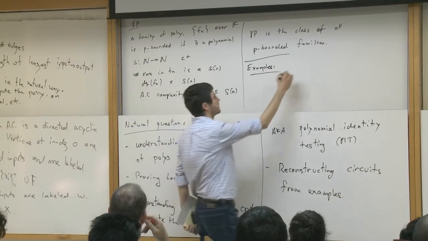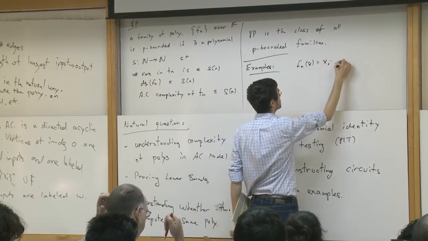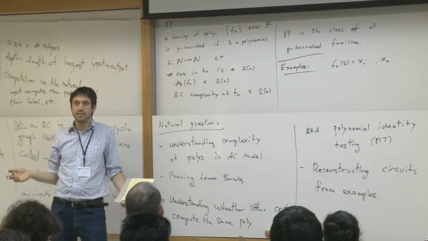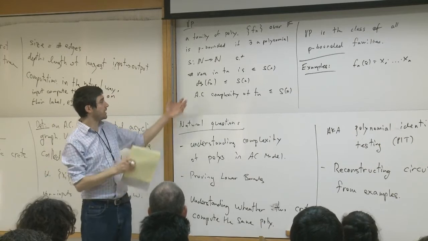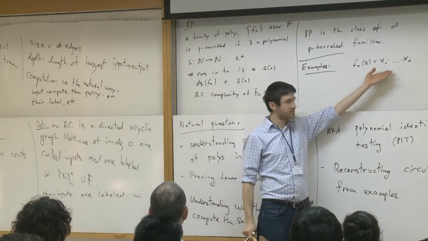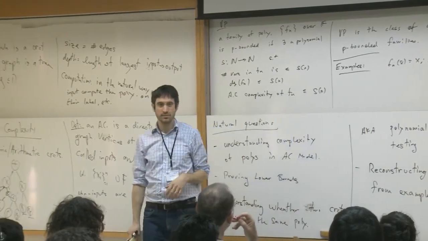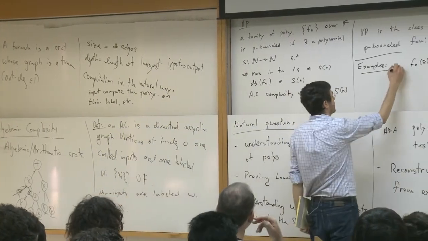Say f_n of x equals x1 times x_n. Just trivial, right? Something trivial. This is clearly a family in VP, right? The polynomial size is n. You have n variables, the degree is n, and here is an arithmetic circuit of size n for that polynomial, right? So this is an easy family in VP.